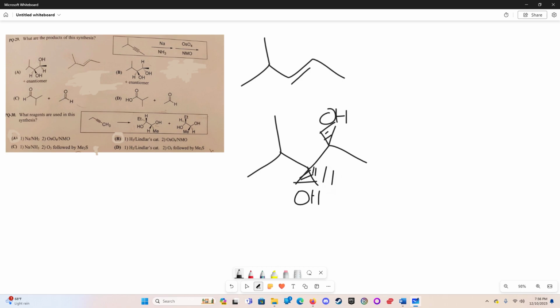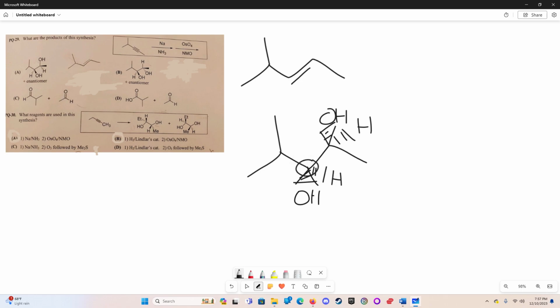I'm also just going to do H's here. So we know that this is the answer, but their answer doesn't look like that at all. So what can we do? We could use absolute configuration to help us here.